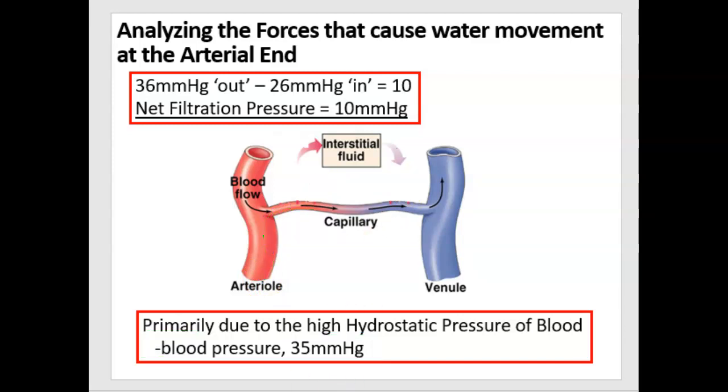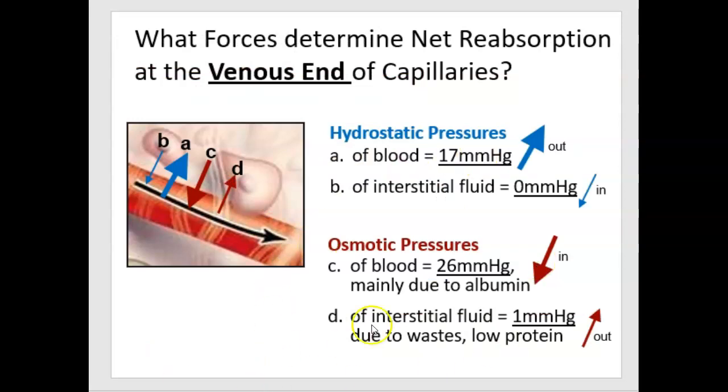Okay, now we're going to look at the venous end of a capillary bed. What are the forces that are happening there, and what are the values of the forces? For hydrostatic pressures, we have a hydrostatic pressure of the blood, which is a little lower at the venous end, like half. That has to do with the fact that, remember, blood moves slowly through the capillary bed, right? There's less force. And so that's 17 millimeters of mercury outward force, labeled A in the diagram.